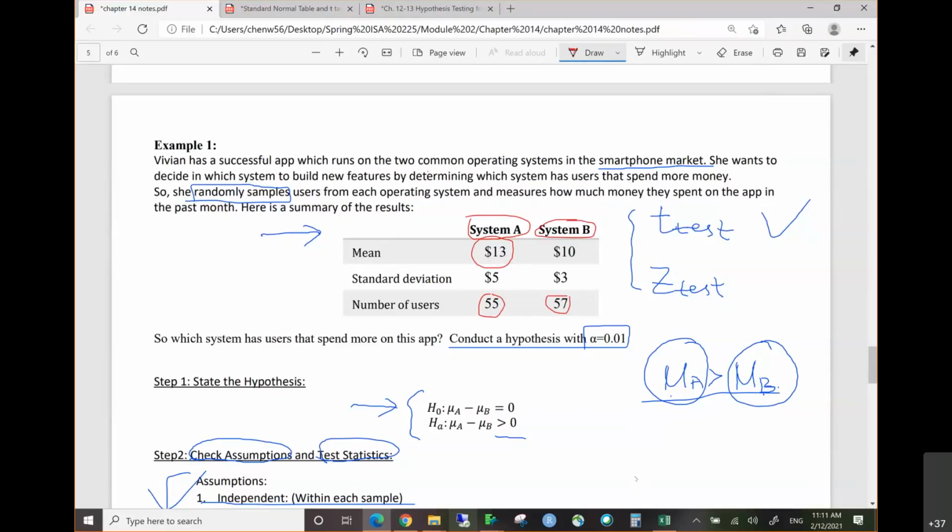Any idea? Any volunteer? Is it Y hat A? Excuse me? Y hat A? Right. So this is actually Y bar A, right? So this is the sample mean of A. So this is the Y bar A, or you can call it X bar A, it doesn't matter. All right. Similarly, this 10 will be Y bar B, the sample mean of B.